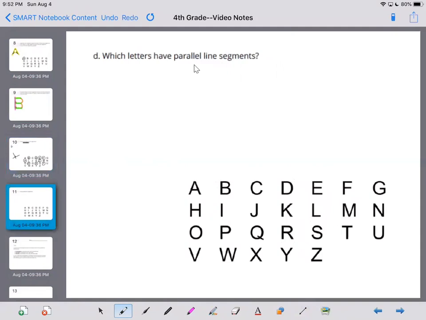Part D says which letters have parallel line segments. So when we're drawing that, we're thinking lines that never cross. Now, which of the letters have parallel line segments? Well, we can see that B has parallel line segments. D, E, and F, H, M has parallel line segments, as well as N, as well as R. U, on the letter U, it has some segments that are parallel, and then also Z.